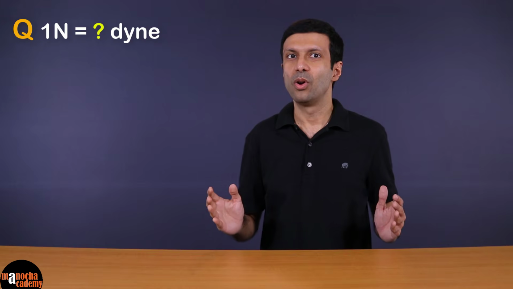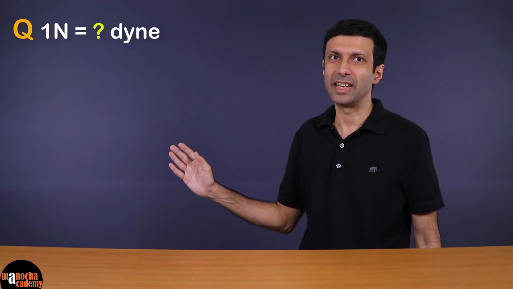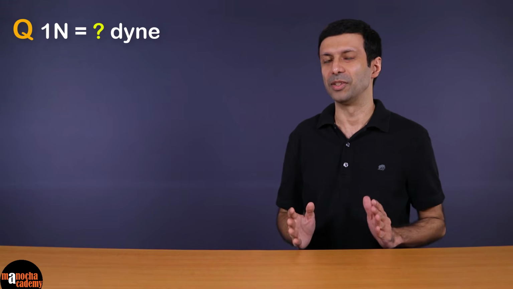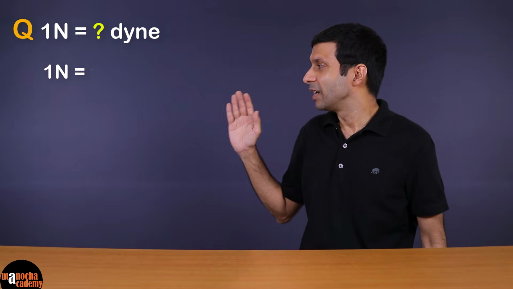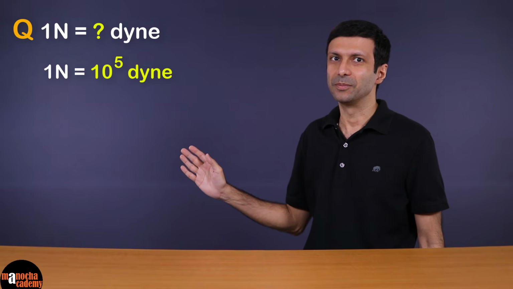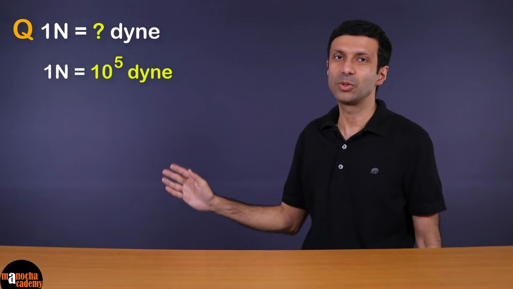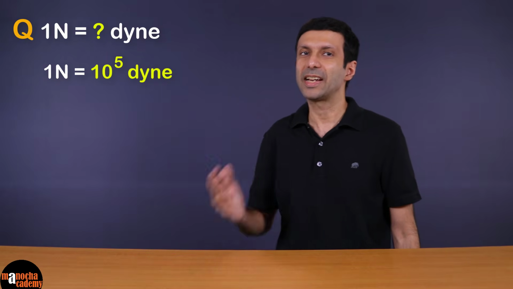Now let me ask you, 1 Newton is how many dyne? What is this unit conversion? That's right. 1 Newton equals 10 to the power 5 dyne. So that's 100,000 dyne or 1 lakh dyne.